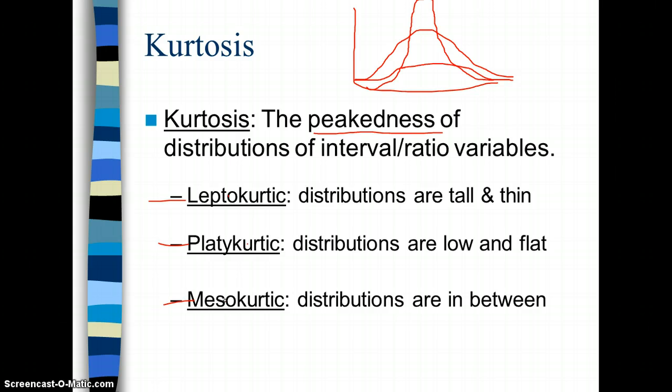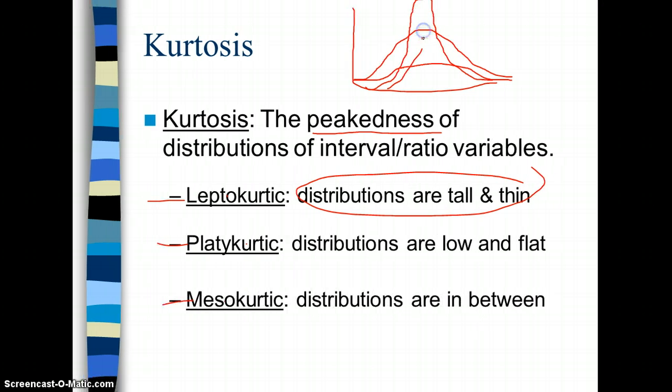So we can talk about leptokurtic, platykurtic, and mesokurtic as the peakedness of distributions of interval ratio variables. And it's going to be important because if the distribution is tall and thin, if it's in this shaded area, then we see a pretty tight distribution around, remember, the mean, median, and mode, which are in the center of those distributions. If they're low and flat, if they're platykurtic, then we see a very broad distribution, and it's going to tell us that there's a lot of variability in that, even if it's normally distributed.